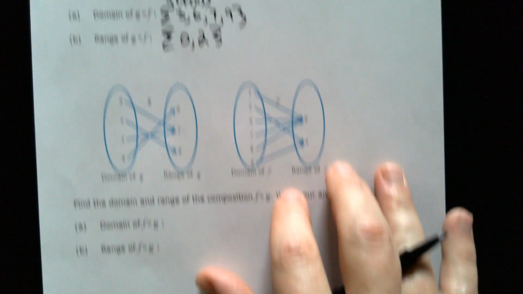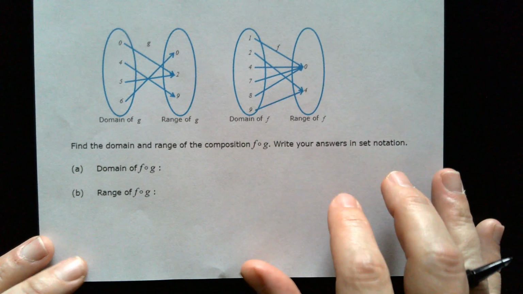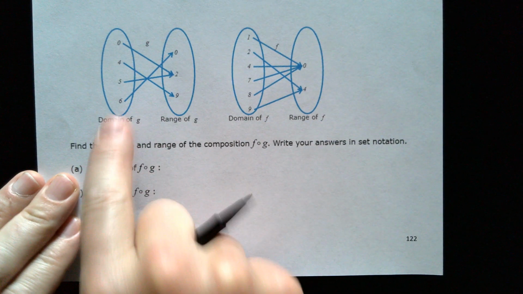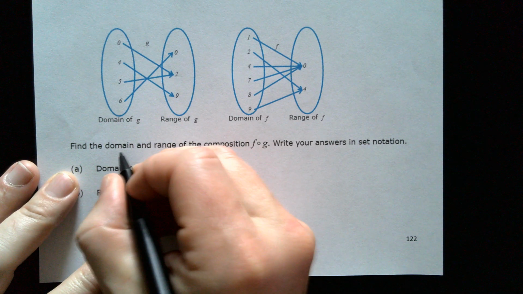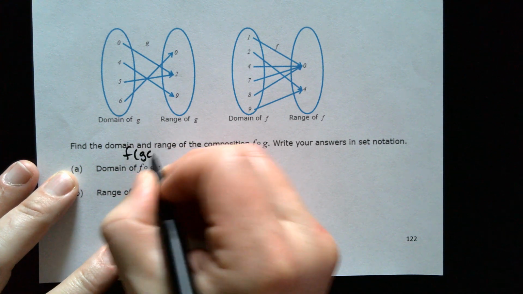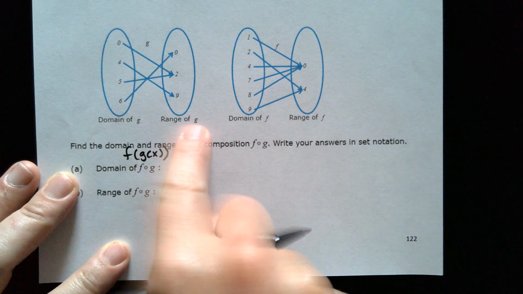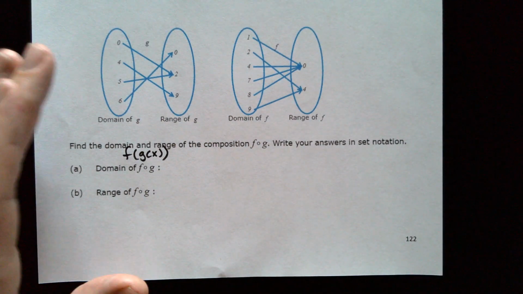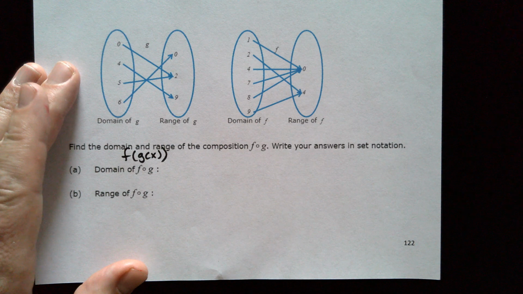Okay, let's do another one. So we are looking at f of g. So g is our inside function this time. So that's the one we're going to start with, right? Because f of g means f with g of x on the inside. And you always start with your inside. So here's the inside function and here's the outside function. We're going to do the exact same thing as we did last time. We're going to track the numbers, okay?